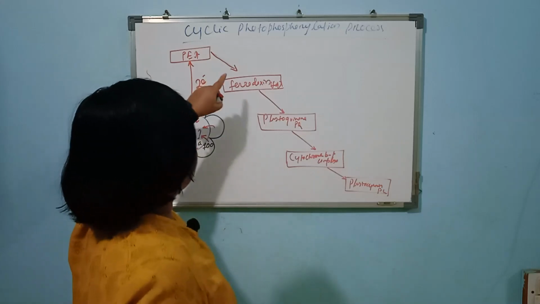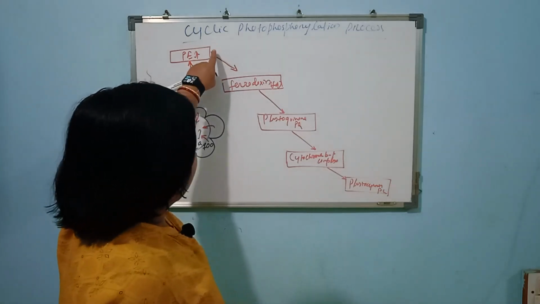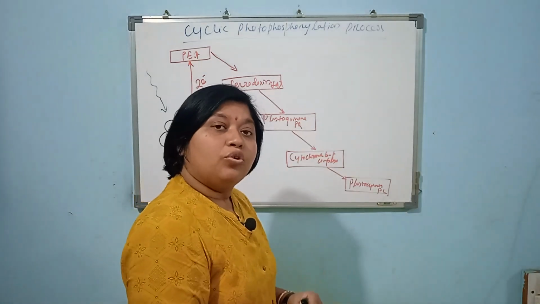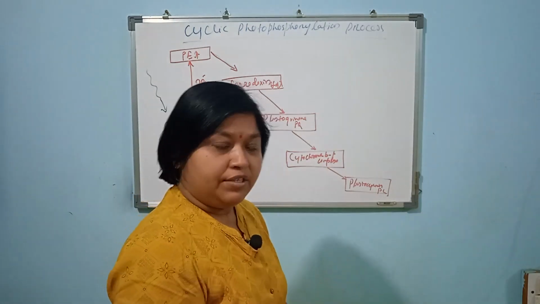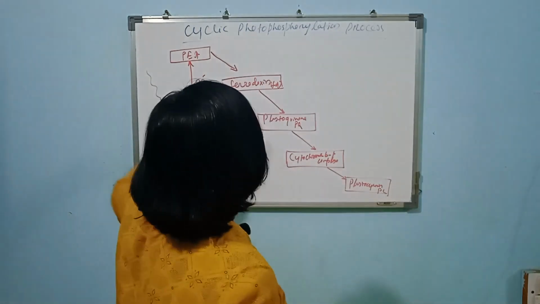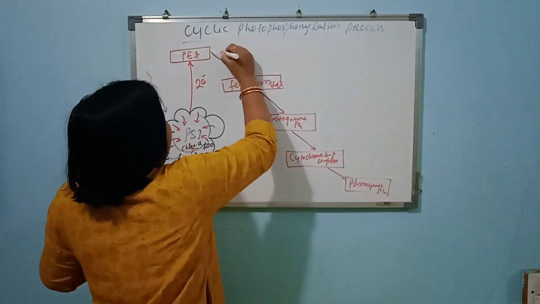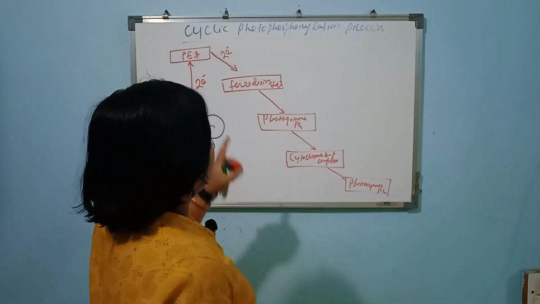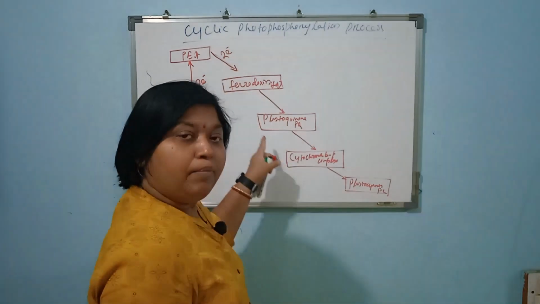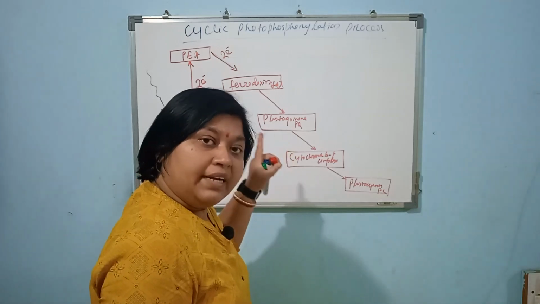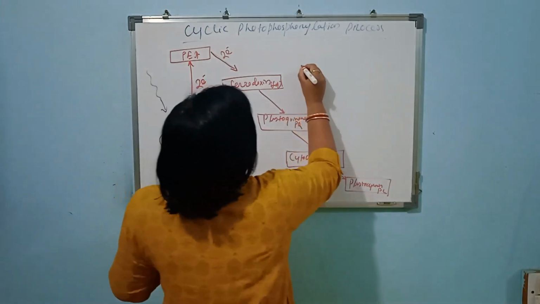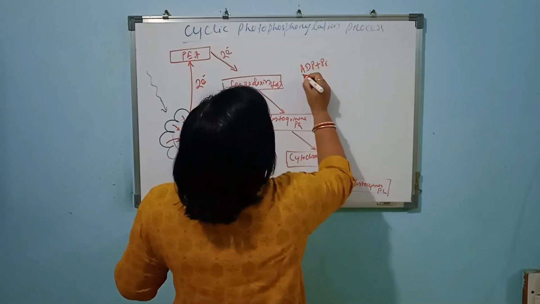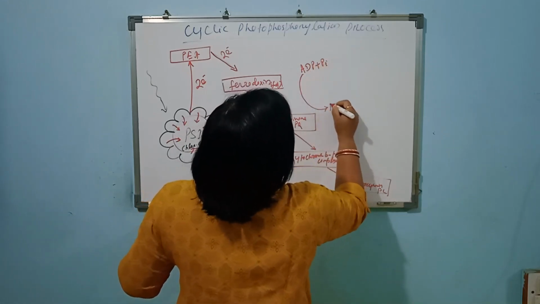While electrons pass from a higher level to a lower level, at that time these electrons lose a lot of energy. While these electrons pass from ferredoxin to plastoquinone, they lose energy. By utilizing that energy, ADP in the presence of inorganic phosphate is converted into ATP.